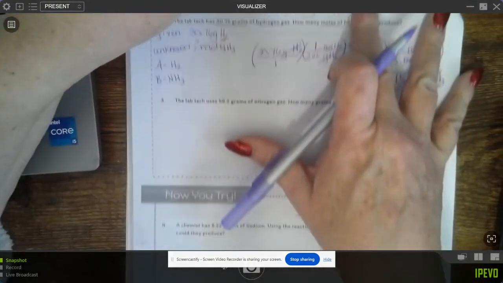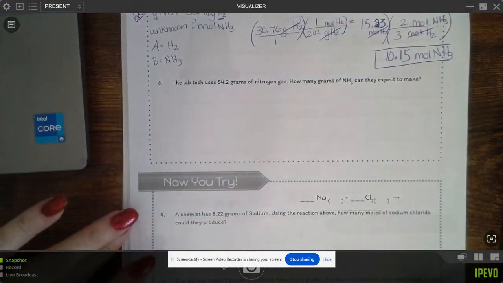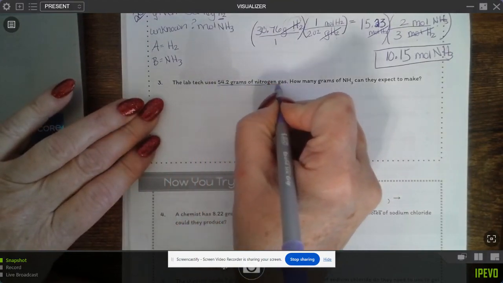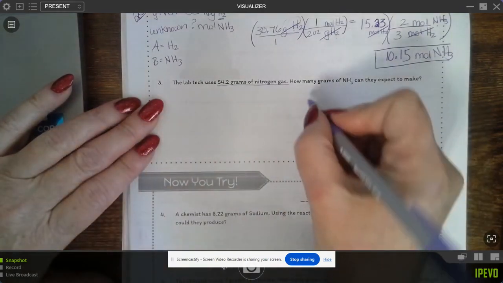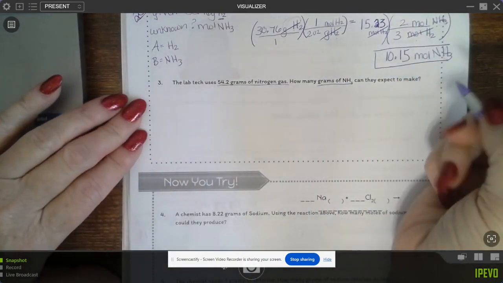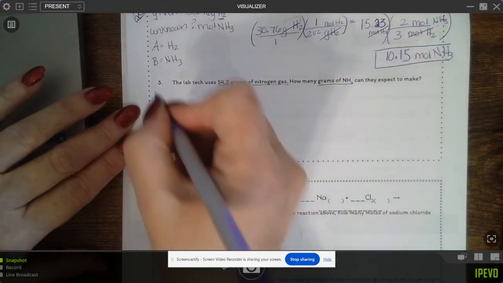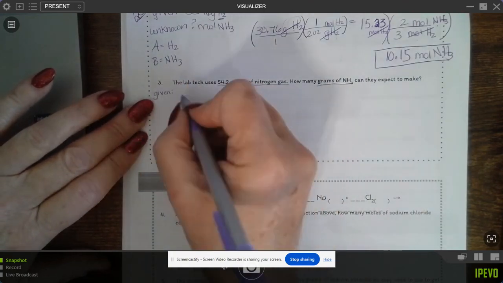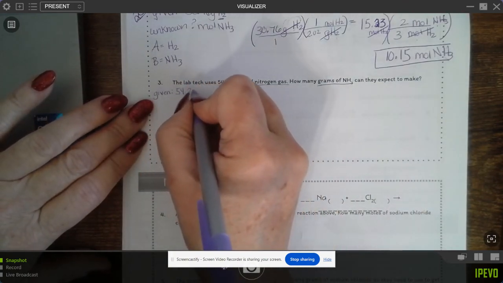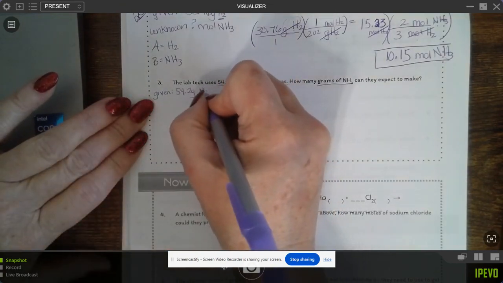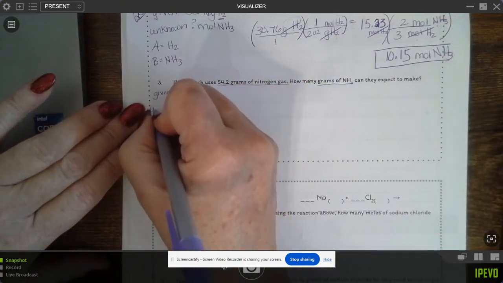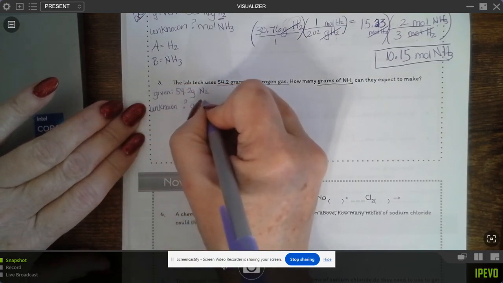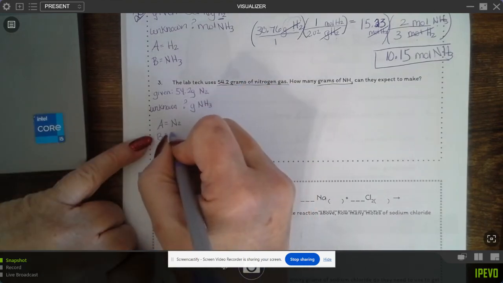So here's the next one. All right, the lab tech uses 54.2 grams of nitrogen gas. How many grams of NH3 can they be expected to make? Okay, so our given is 54.2 grams of N2. Our unknown is grams of NH3.